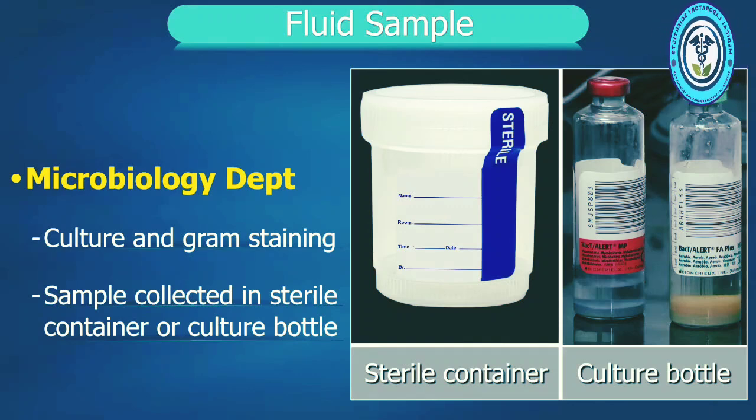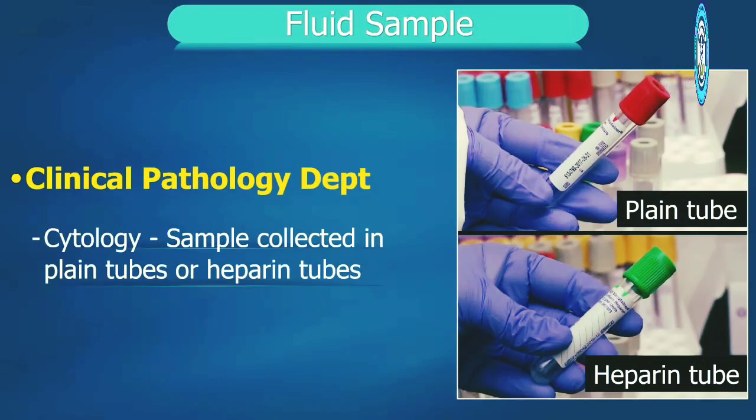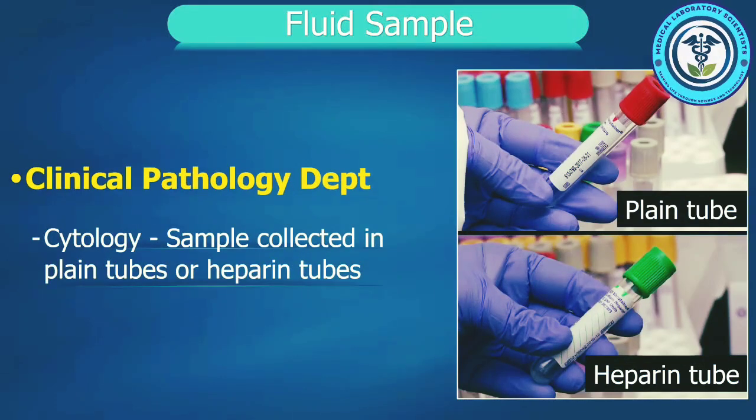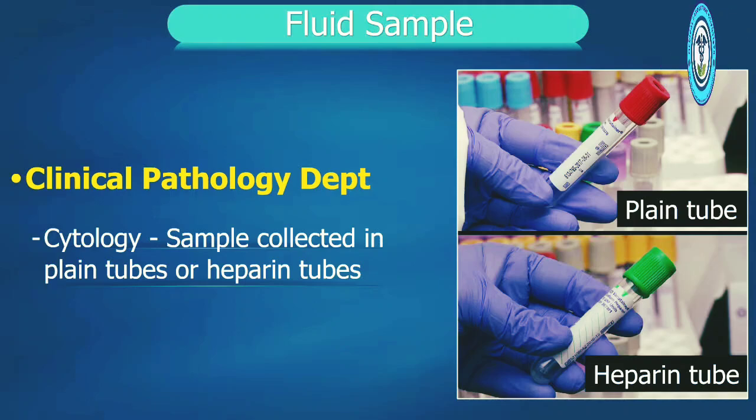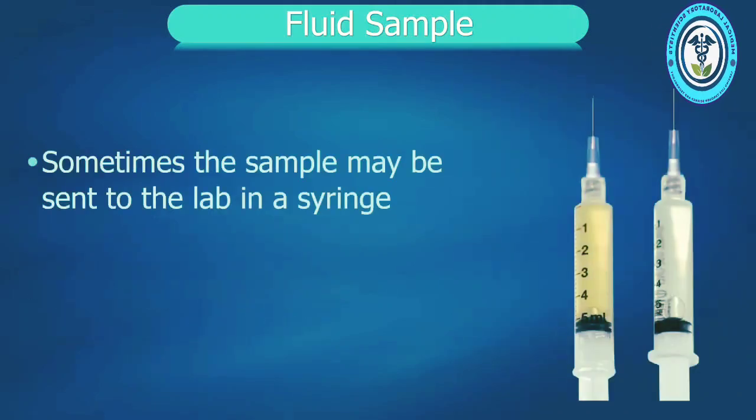Microbiology department for culture and gram staining. Sample is collected in a sterile container or culture bottle. Ideally, it should be directly inoculated at bedside into the blood culture bottle. Clinical pathology department for cytology. The sample is collected in plain tube or heparin tubes.